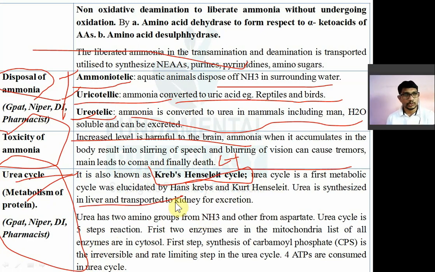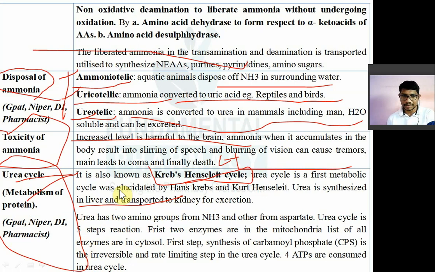Now urea has two amino groups. The structure of urea is NH2-C(=O)-NH2. So urea has two amino groups, one from aspartate and one from the respective amino acid.